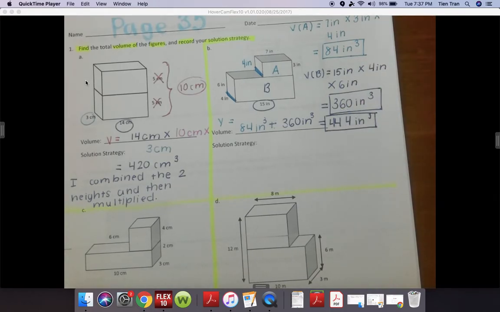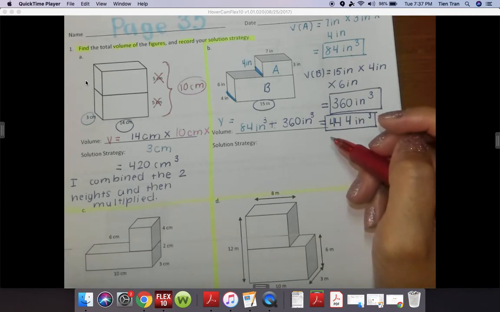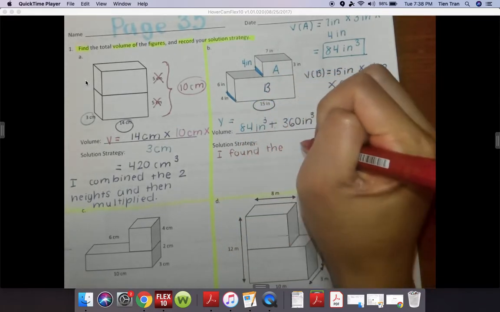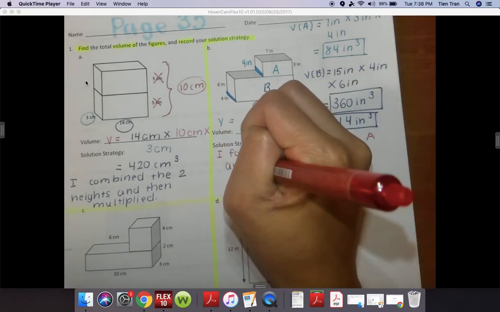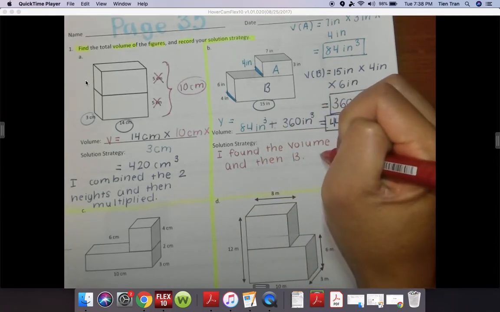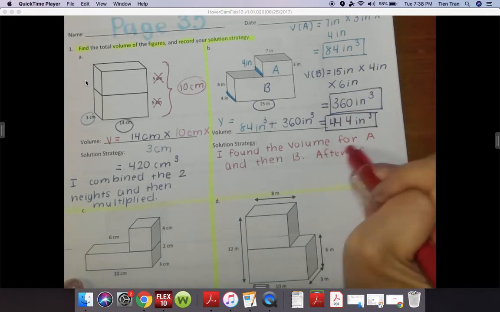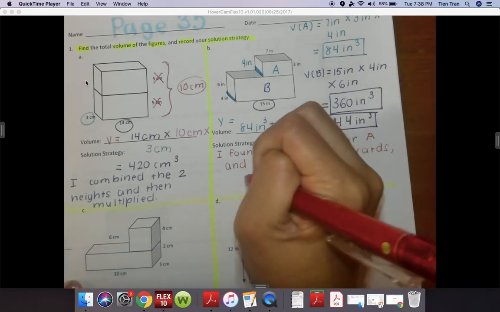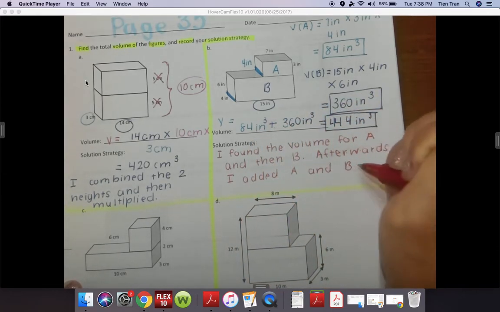Okay, now they're asking me what is my solution strategy, meaning what did I do in order to find my answer. So the first thing I did was I found the volume for A and then B. Afterwards, I added A and B together.